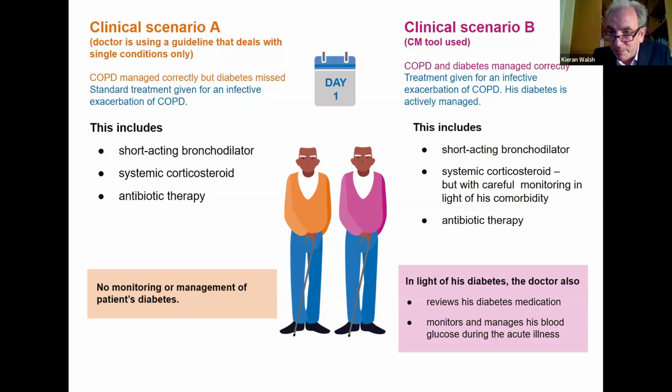But in this case, because the BMJ Best Practice Comorbidities Manager advises it, it will be with careful monitoring of the blood sugars, a review of the diabetes medication initially and throughout the hospital stay, adjustment of the diabetes medication, and a check for pressure ulcers as well to avoid those.